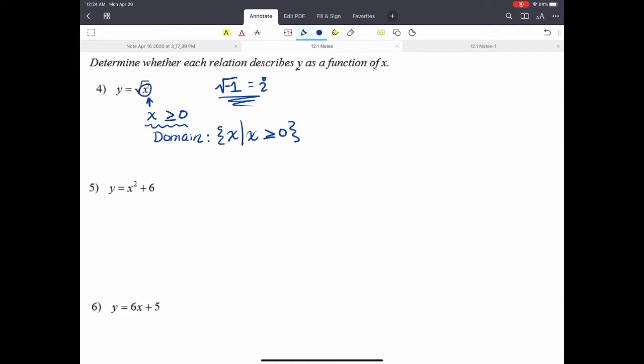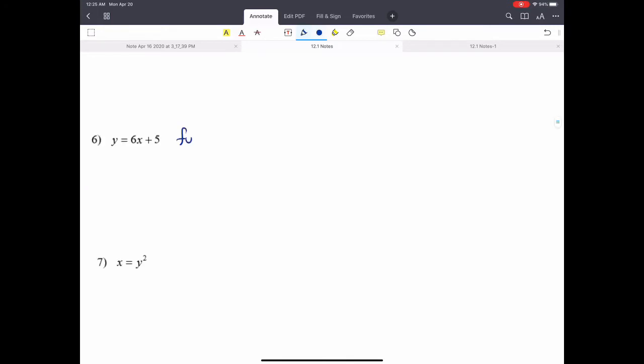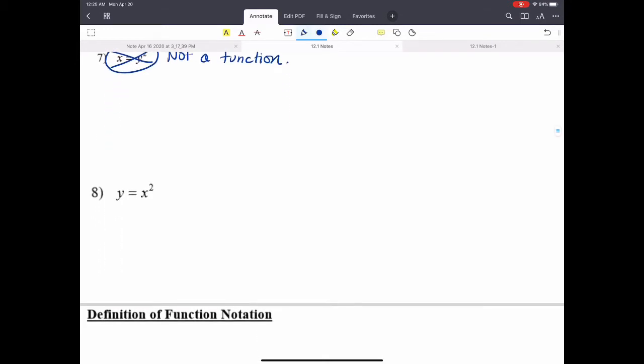I'm going to use set builder notation, but it's all the same. You don't have to actually write the domain for that one, but I did. Okay, for the next one right here, this one is a function. This is definitely a function. All right, this is not a function. It looks more like x is a function of y, but that's not how functions work. We want y to be a function of x. And that's going to be a function.